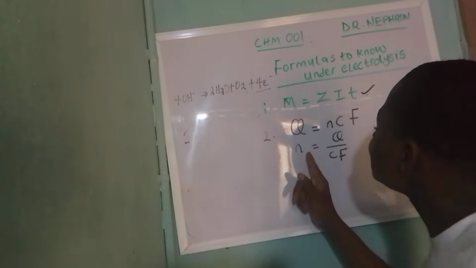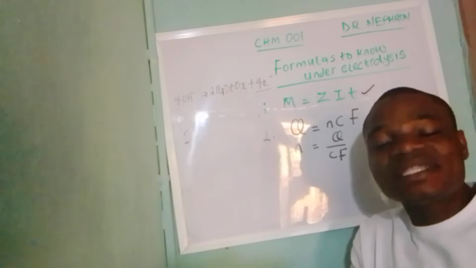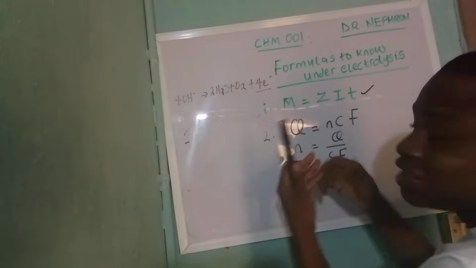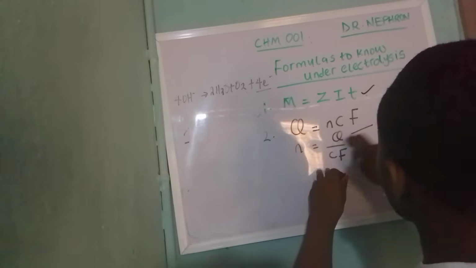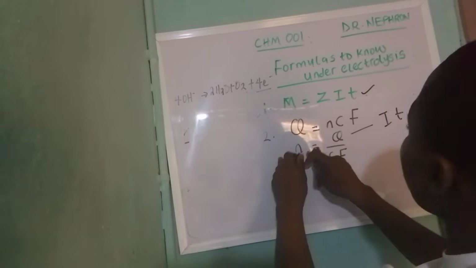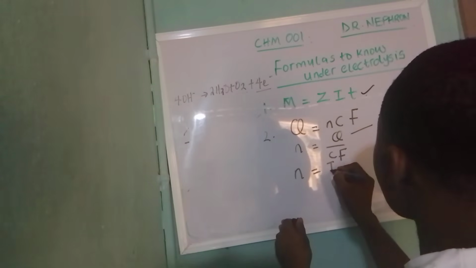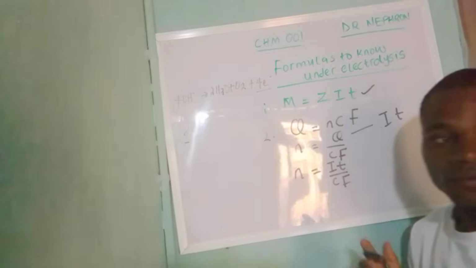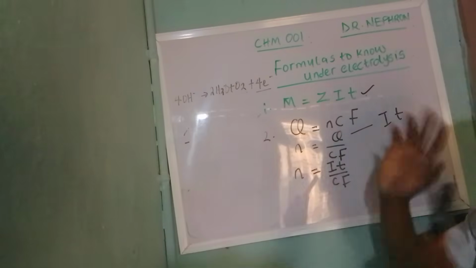But do not forget that the number of moles has different formulas. Depending on the parameters you are working with, I can change this number of moles to a different formula. Do not forget that your Q is equal to IT. That means this formula can also change to N equal to IT over CF. Hope you are getting that. The first one is N equal to ZIT. Very important.